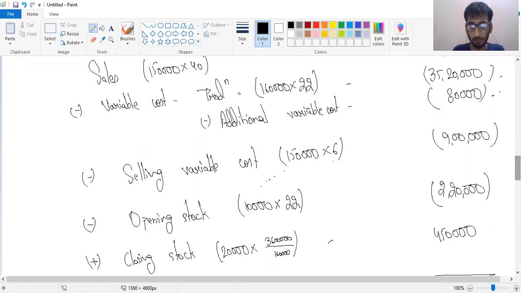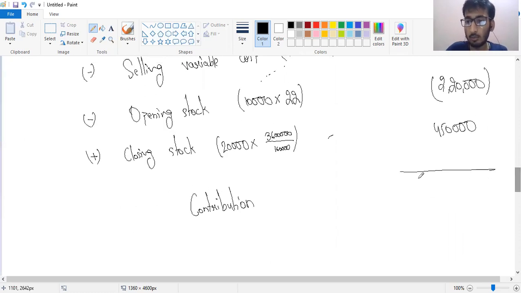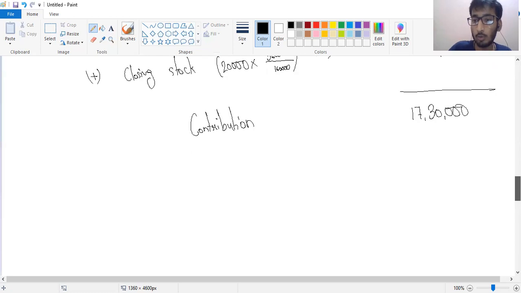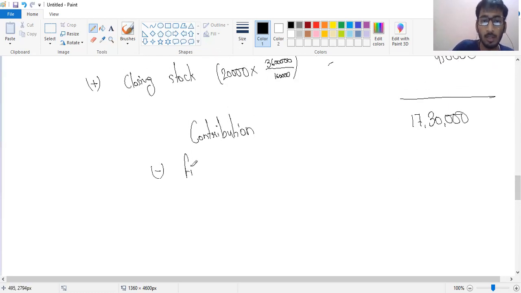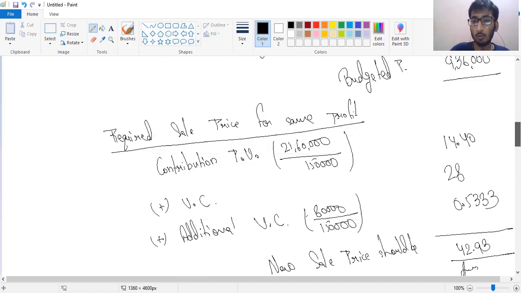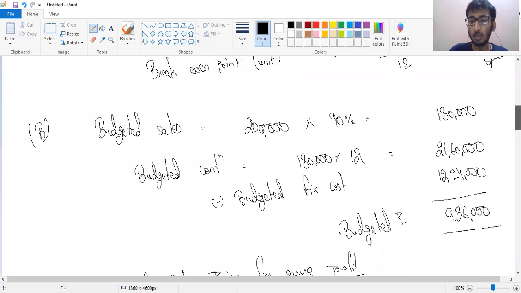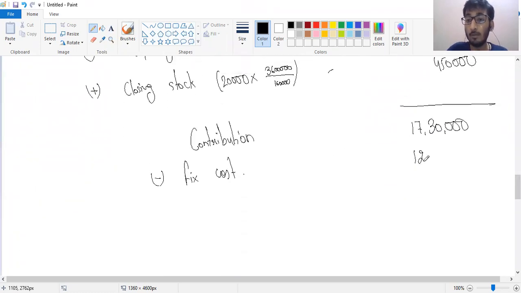What is the contribution? So 60 lakh minus 36 lakh minus 9 lakh minus 2 lakh 20,000 plus 4 lakh 50,000, 17 lakh 30,000. It is 17 lakh 30,000 is contribution. Now, at the last, for the purpose of calculating profit, what is the fixed cost? So fixed cost was 12 lakh 24,000, if I'm not wrong. Yes, it was 12 lakh 24,000 and with no change.